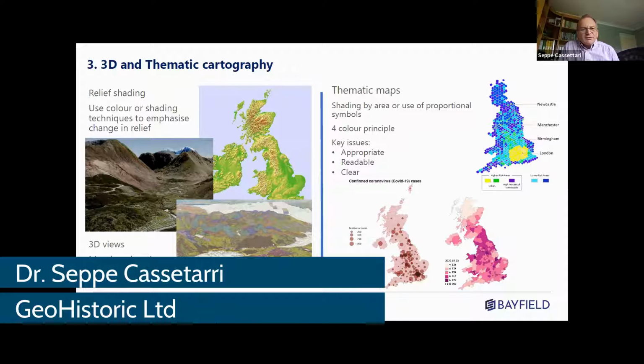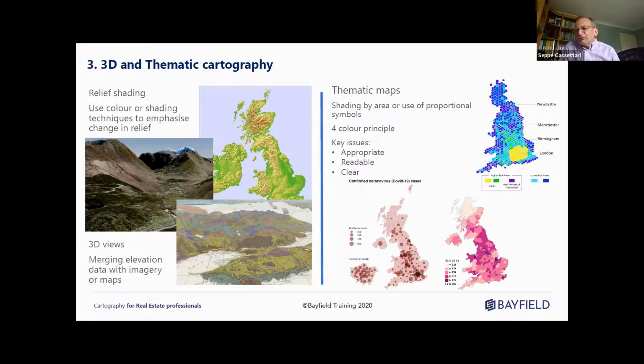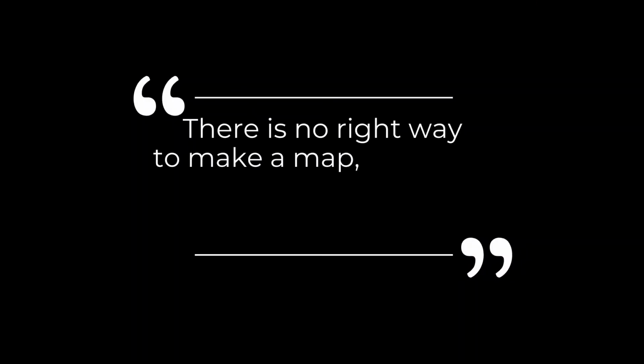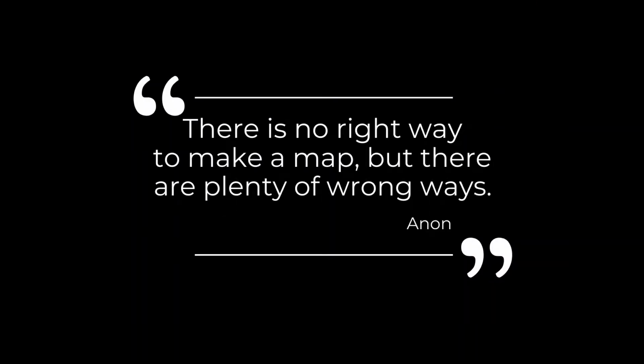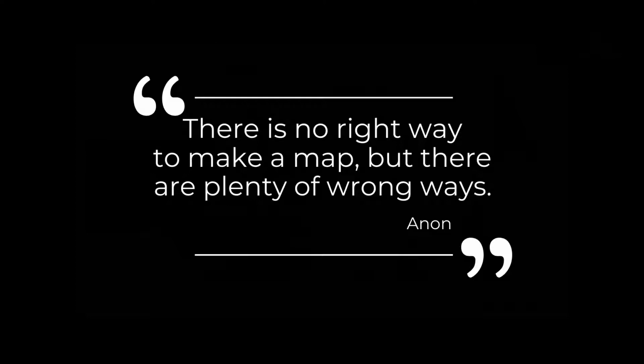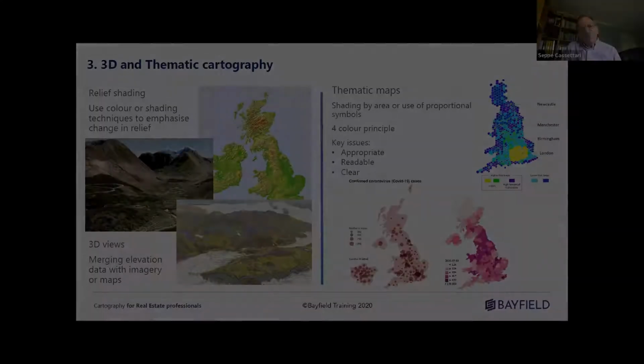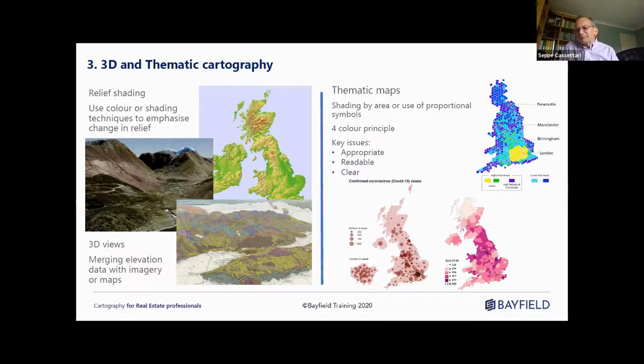Publishers, like those who produce UK Map, for example, have their own distinctive style, and they use this as a way of differentiating their products. Use these to understand how things work. It's quite often said that there's no right way to do a map, but there's plenty of wrong ways to do it. So look at what people have done, learn from that, and then apply it.